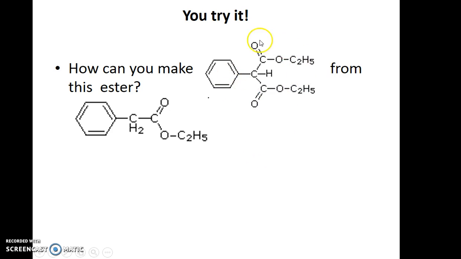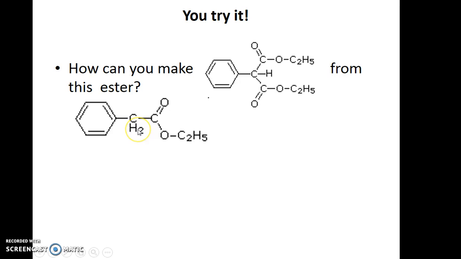How can you make this from this ester? Well, let's look at how we could do this. It's not really immediately obvious. You have to think about this a little bit, and you have to say, well, this looks like a Claisen condensation if I cut this off. Well, it can't be a Claisen condensation of these two together, but if I look here, if I cut that off, I could put an ethoxy group back on this.